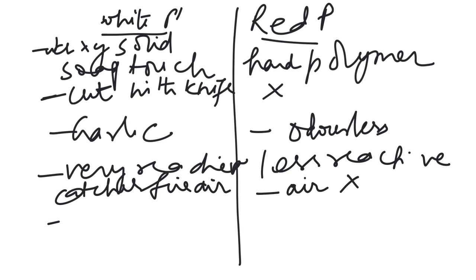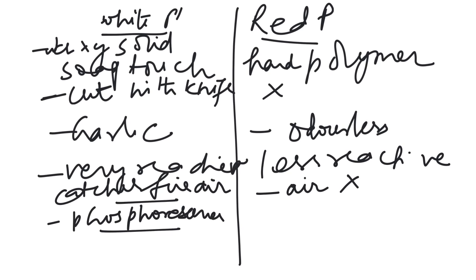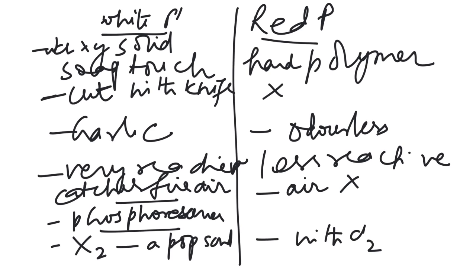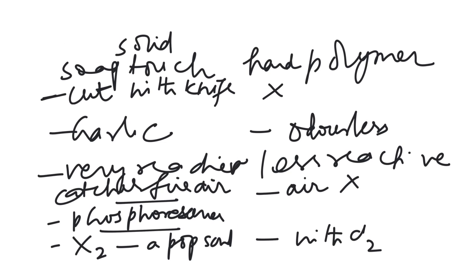Then white phosphorus gives phosphorescence, that is when it reacts with oxygen, it gives phosphorescence. Then when it reacts with halogens like chlorine, bromine or iodine, it gives a pop sound. Red phosphorus only reacts with chlorine, and only when heated. Otherwise it will not react. Okay.